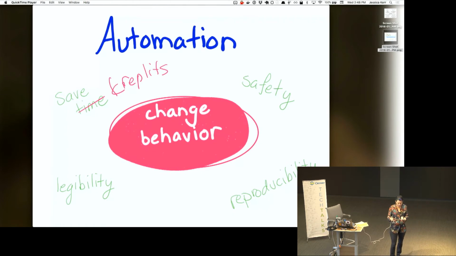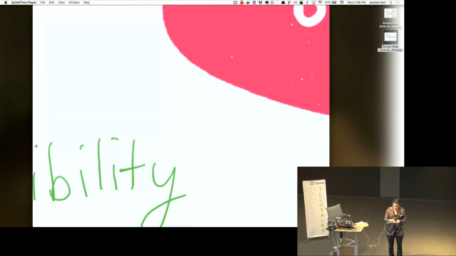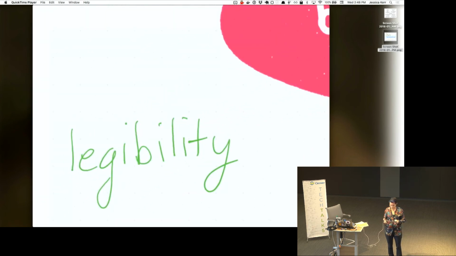And then you wind up with something reproducible and safer than doing it yourself. And this last one, this is really all about management. Legibility is a word that means understanding that rolls up.